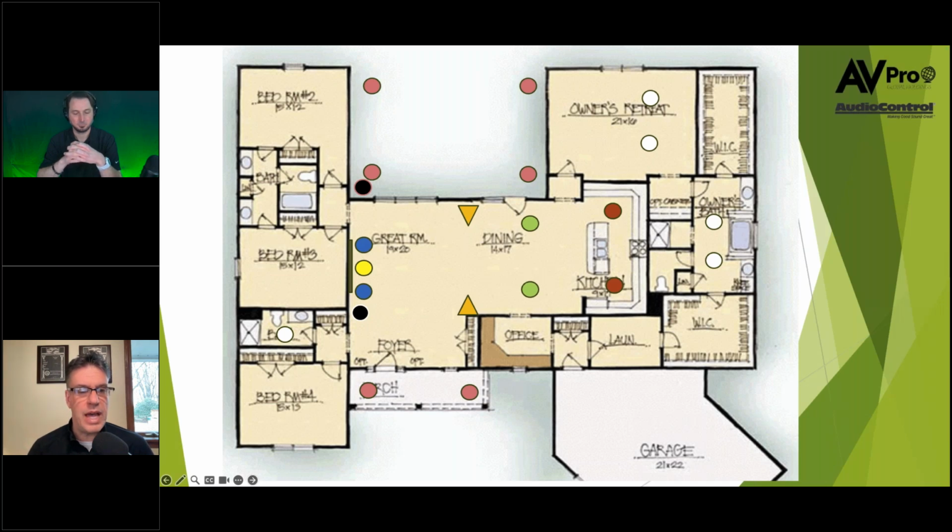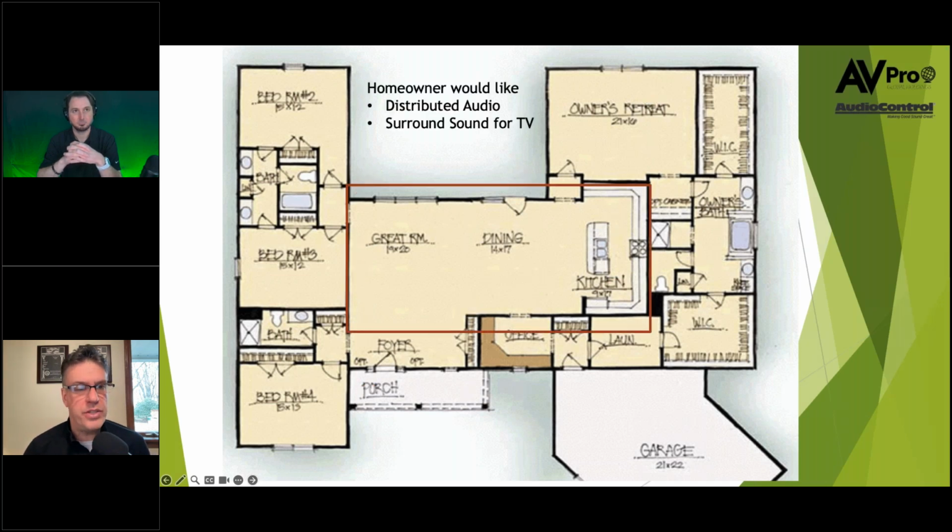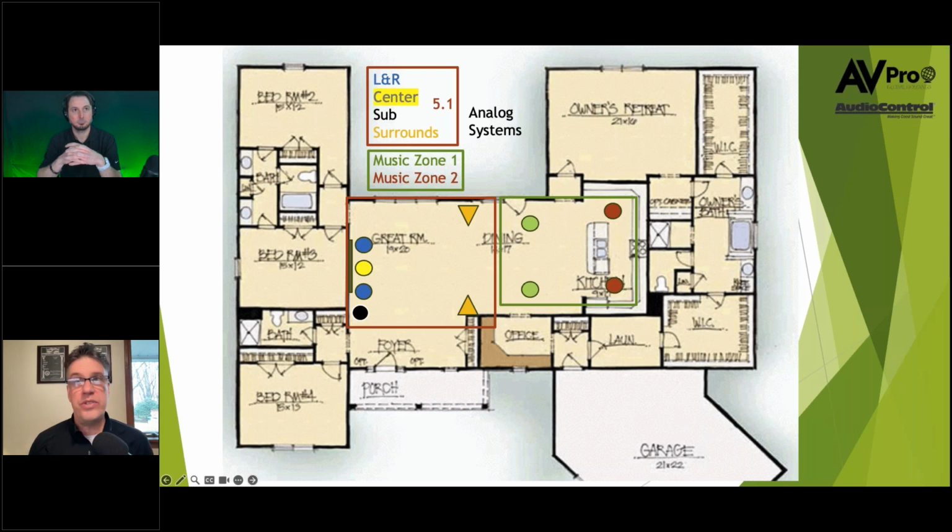What'll be different with Dante is probably this. Let's concentrate on this great room here, the dining room and the kitchen. What will normally happen when the client says, hey, I want distributed audio and a surround sound for the TV, that TV is going to go in the great room. So let's add these systems up.